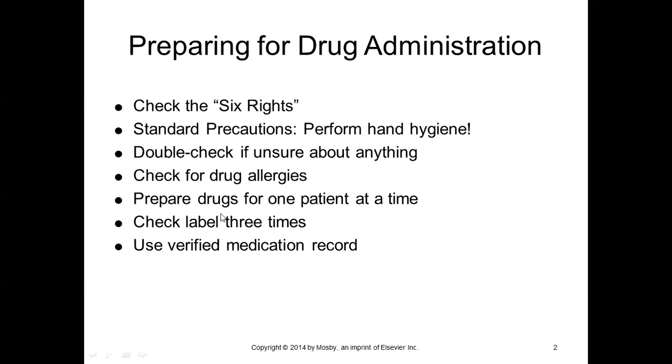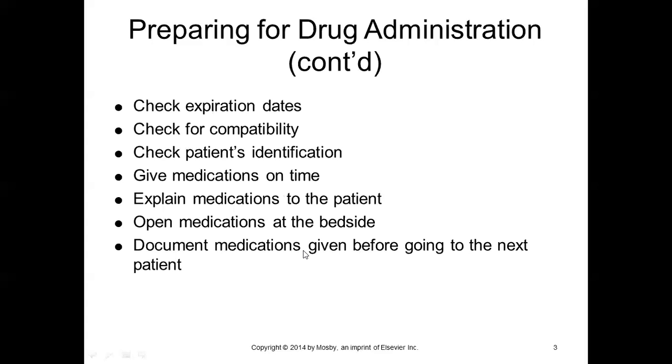Check the label 3 times, and verify with the medication record. If you see your patient has any kind of allergic reaction or any drug interaction, we have to stop it. So it is very important when you give the medication, you have to have a very clear idea about the medication, even what route we have to give. Check the expiry date. Definitely, if it is expired, you do not give it to your patient. Check for compatibilities. Check the patient identification.